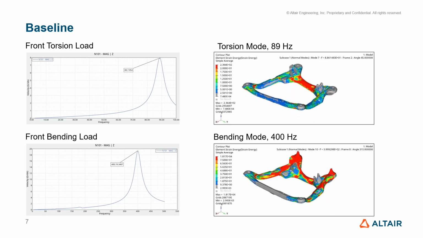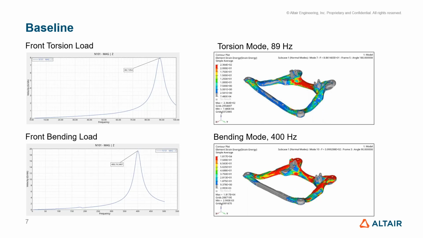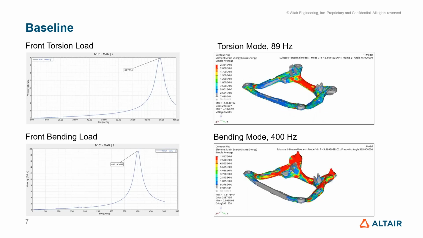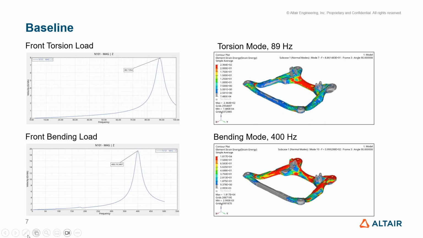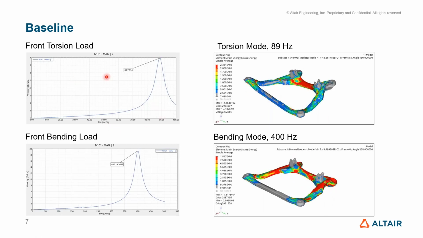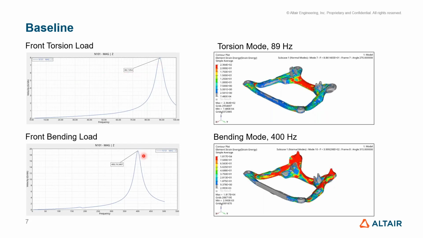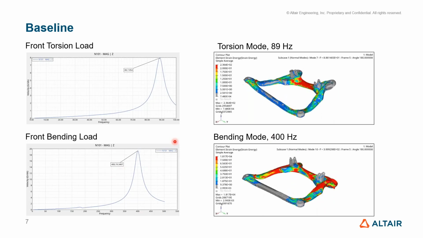I have FRF for front torsion load and the front bending loads. Okay, so if you can see, let me turn on my laser pointer. You can see that at around 89 hertz, I see a velocity around 7.94, and in the bending mode at around 400 hertz, I see the velocity is around 19.34, right? So something like this, and I want to optimize this going further. Okay, so this is what I want to do.